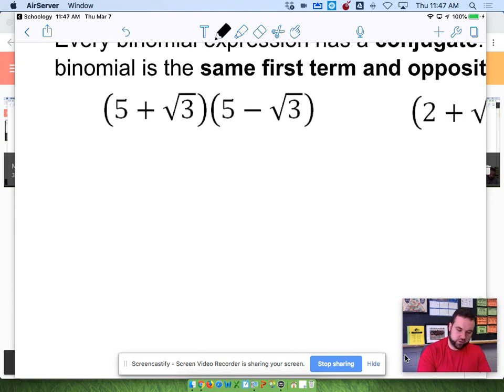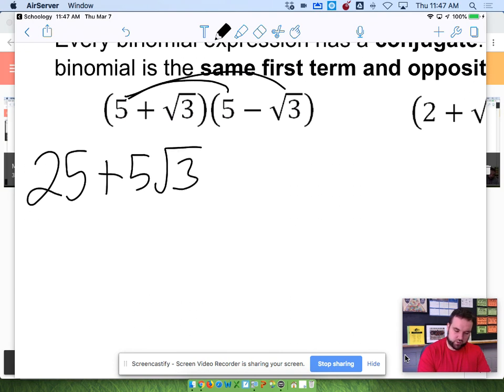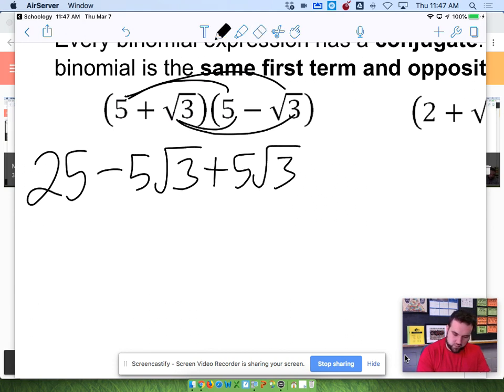And so if I just do straight distribution, this is the same problem we just did, but you'll see that we end up with, oops, this should be minus 5 root 3, and then I get plus 5 root 3, and then minus root 9.